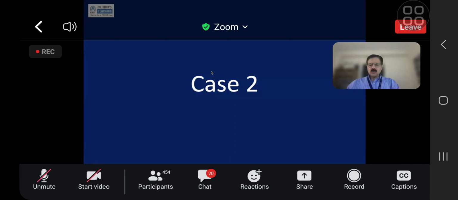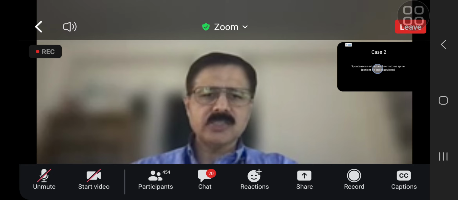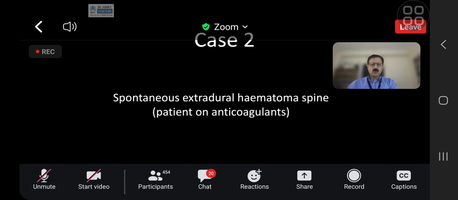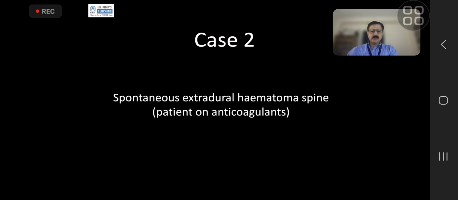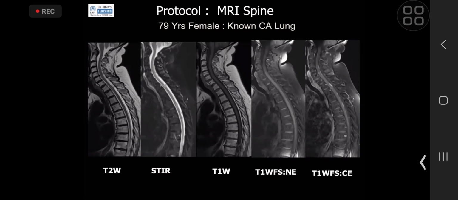So now, this is spontaneous extradural hematoma, and this patient is on anticoagulants. We'll come back to the scan. Now, a bit of a recap of the basics.